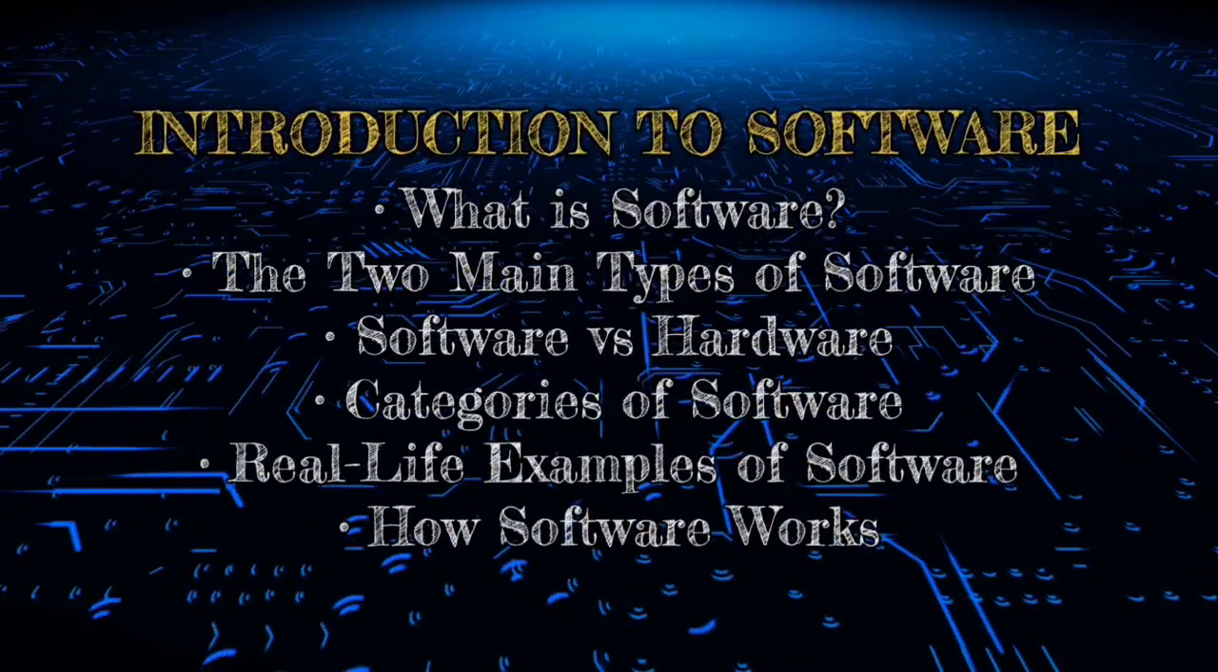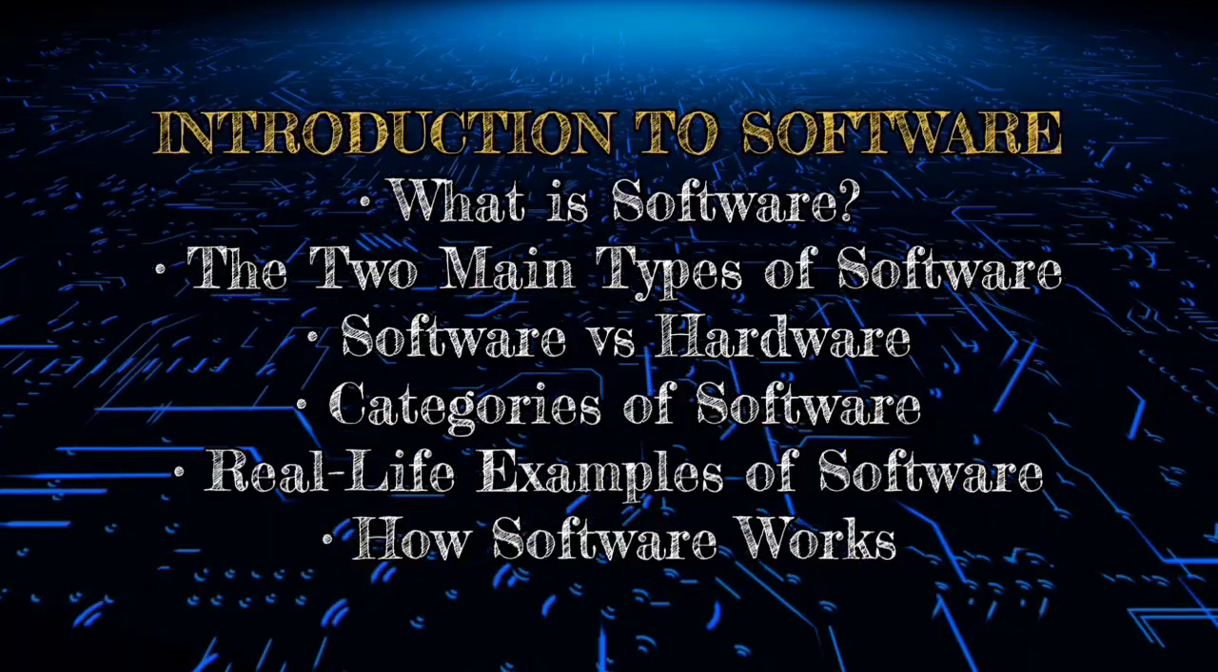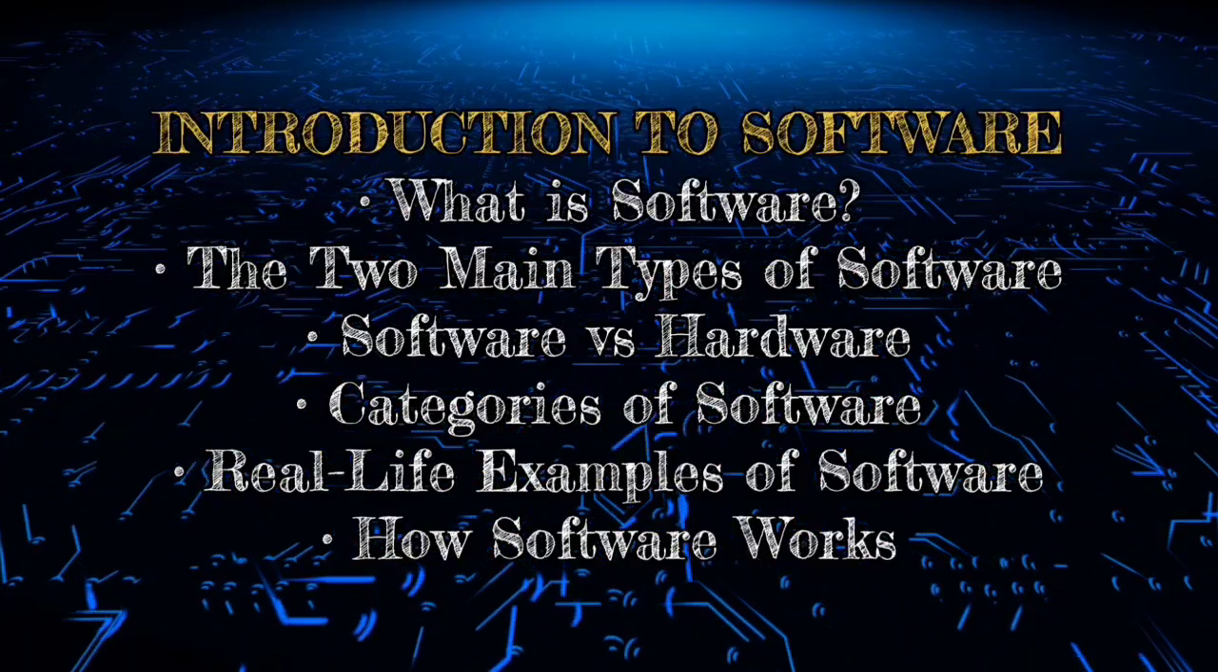What is software? Software is a set of instructions, like a set of data or programs, that is used to operate computers and other electronic devices. In simple words, software tells the computer what to do. It's like a recipe that tells the cook how to prepare a meal.